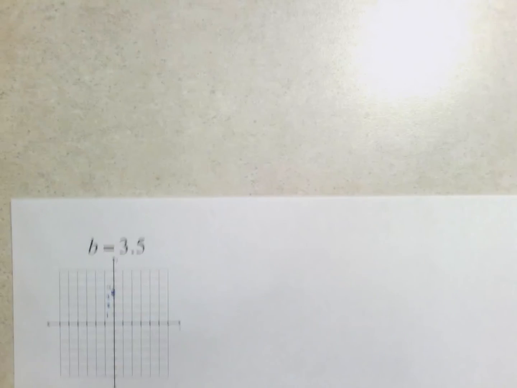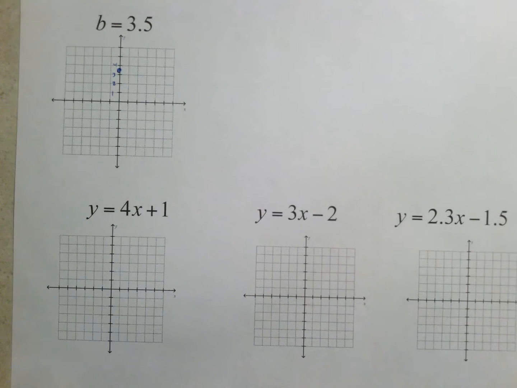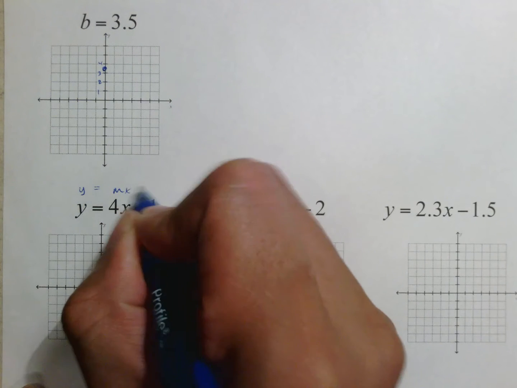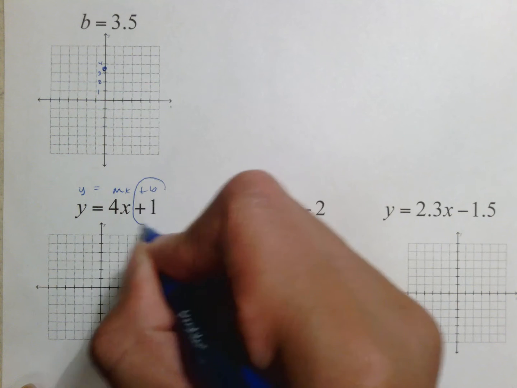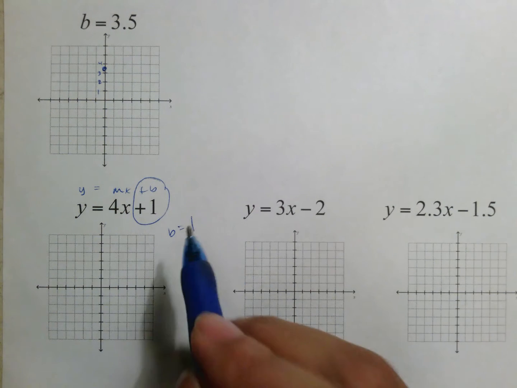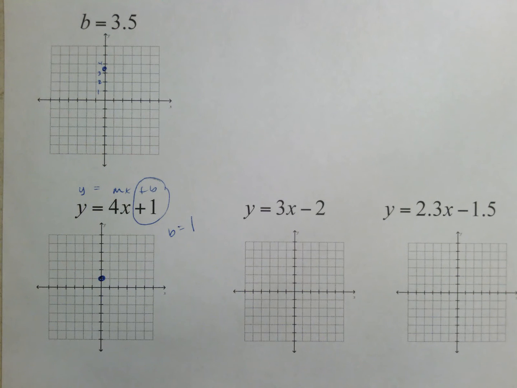In terms of if I give you a formula, like I do here, then you now have to identify b. The easiest way is to write y equals mx plus b, and know here that b is equal to 1, and you get it from that information. Once I know that b is equal to 1, I know that 1 is 1 up. And that's it.